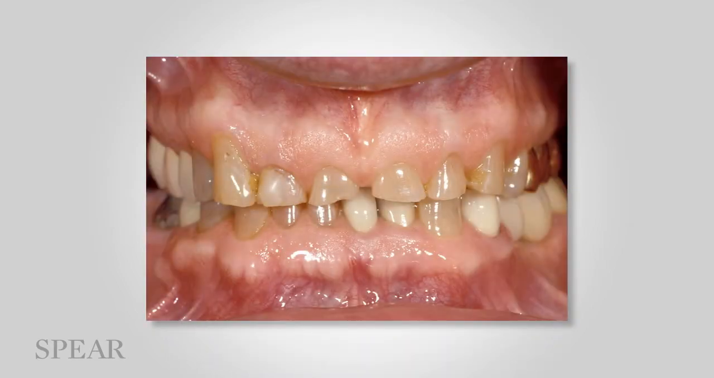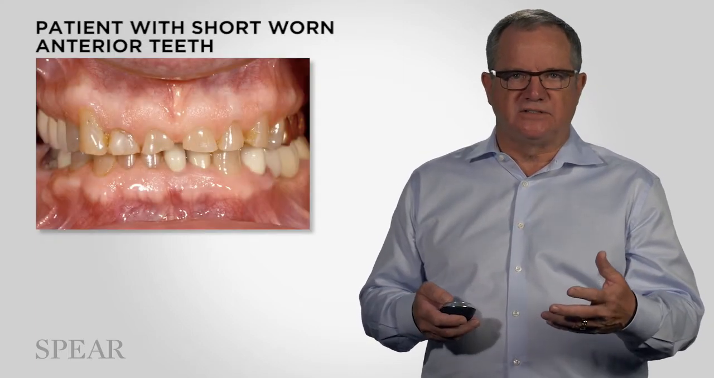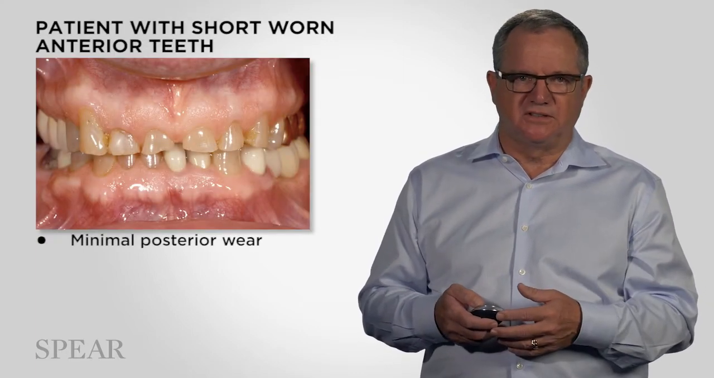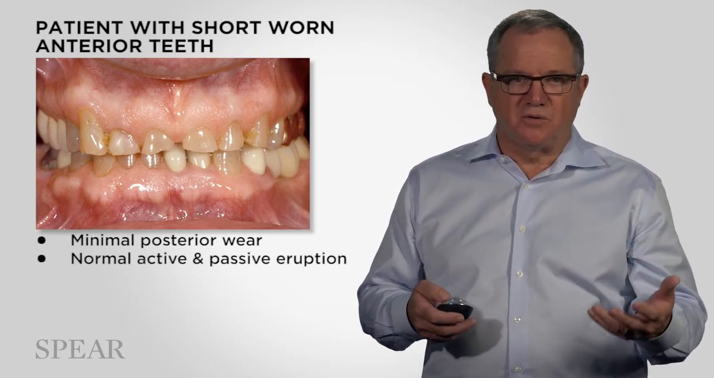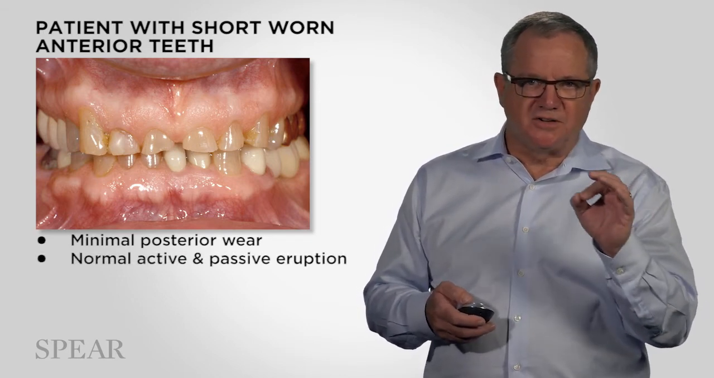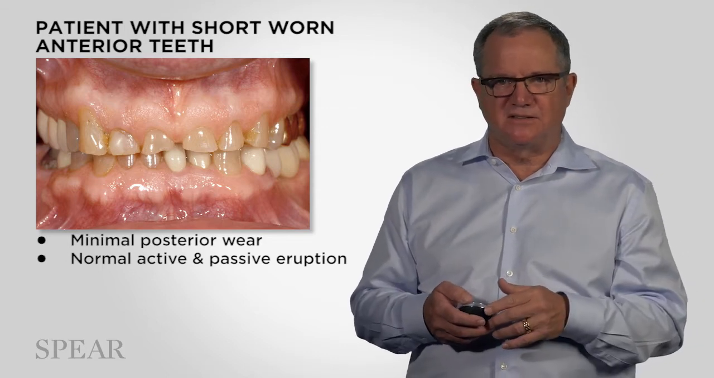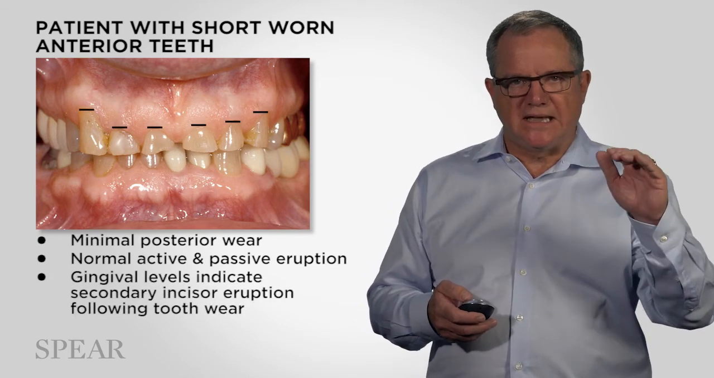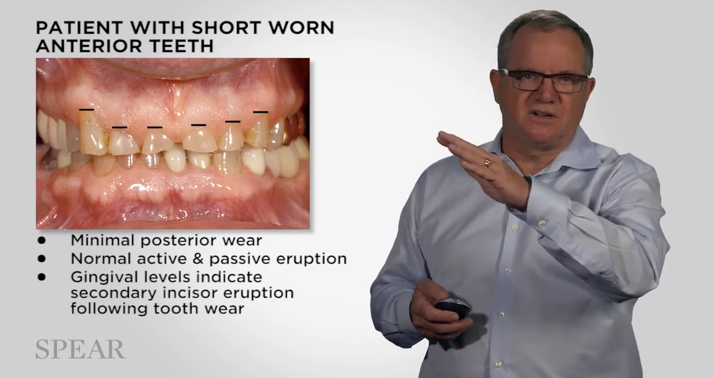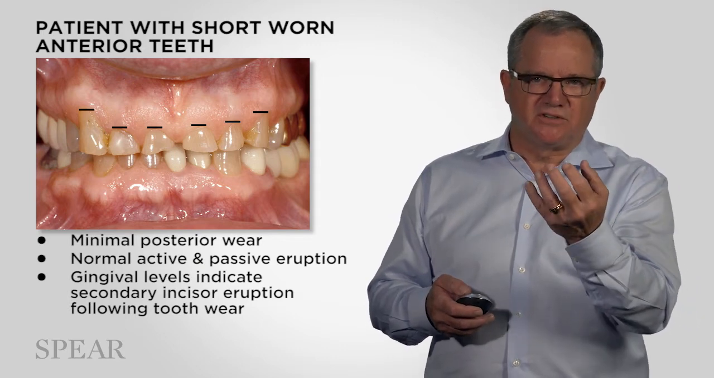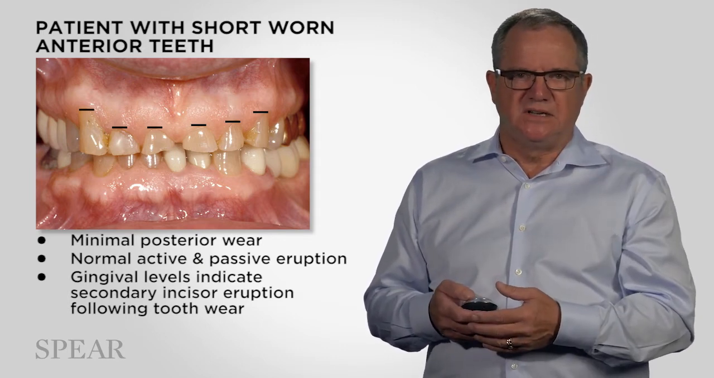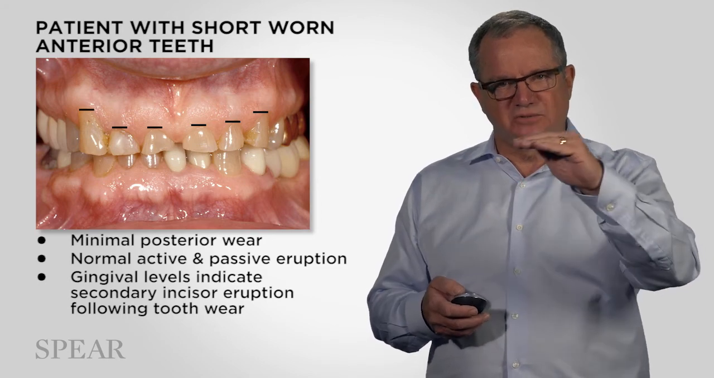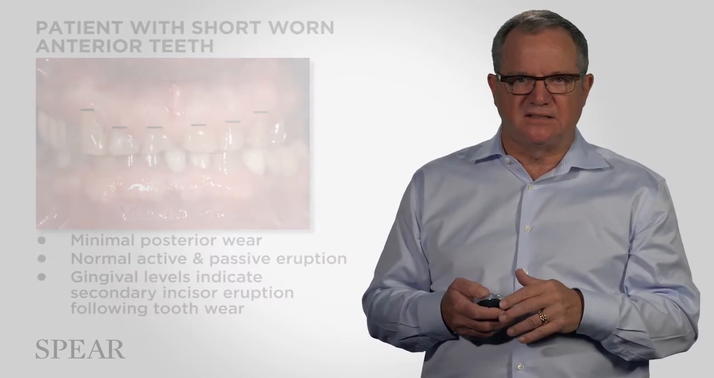As we now move into this fourth example, we now have an older gentleman who has very, very worn anterior teeth, but minimal wear on his posterior teeth. He has normal active and passive eruption, 1 millimeter sulcus, the CEJ is right at the base of the sulcus. And if you look at his gingival margins from canine to lateral to central across, there's obviously been eruption of the incisors relative to the cuspids. Remember what normal is. Normal is the centrals basically being at the same height as the canines.